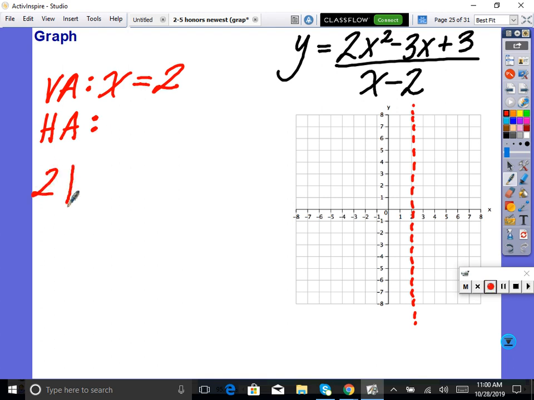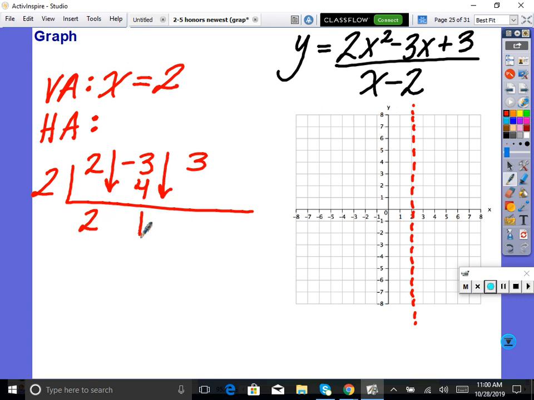I'm going to do synthetic division. So using the 0 of the denominator, 2, I put in 2, -3, 3. Add straight down, multiply up, add straight down. Do I need to keep going? No, because I don't care about the remainder. That is what I need. So I have y equals 2x plus 1. There is my slanted asymptote. My y-intercept is at 1, and my slope is 2. Up 2 over 1, up 2 over 1, up 2 over 1. So there is my slanted asymptote.